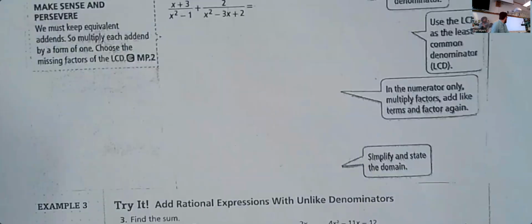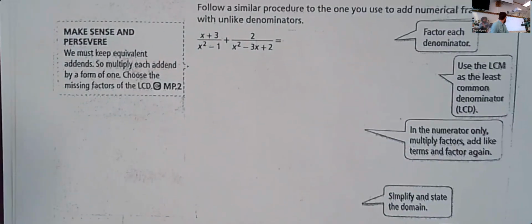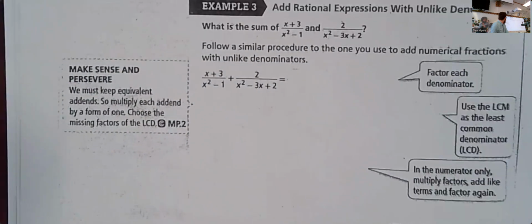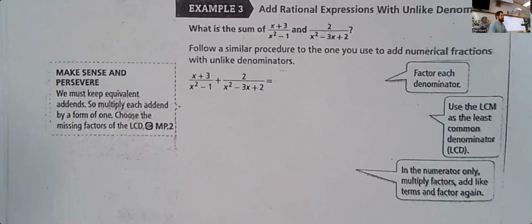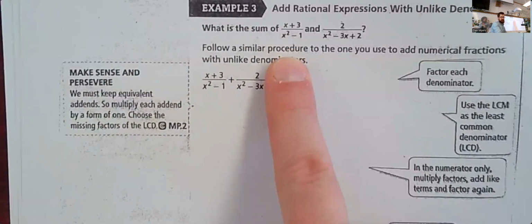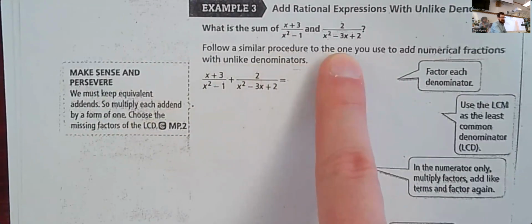So this first example, we're definitely going to do together. And you'll see some directions off to the side there. And we're just going to follow those. So what is the sum? Here we go. Follow along closely with this one. What is the sum of x plus 3 over x squared minus 1 and 2 over x squared minus 3x plus 2?